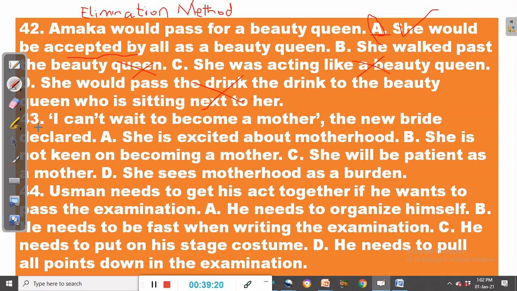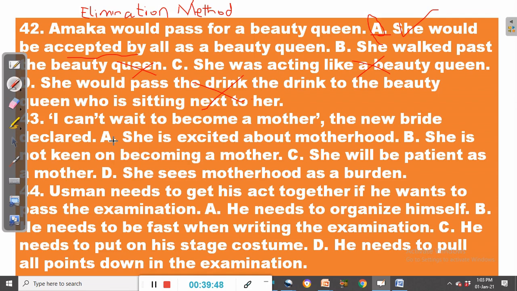Okay, let's go to question 43. I can't wait to become a mother, the new bride declared. When people say I can't wait to do so, it means that it's always something that you are excited about. I can't wait to do this, I can't wait to do that.